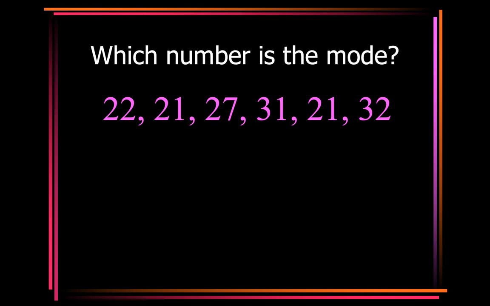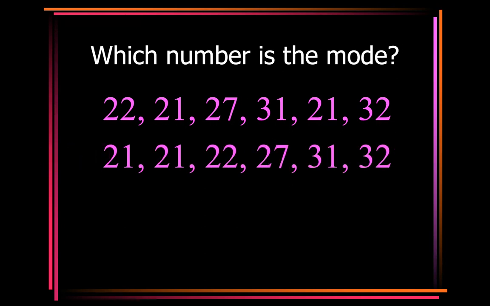In this example, try this on your own. Pause the video and figure it out. You arrange it in order. What do you notice? 21 shows up twice. So your mode is 21.